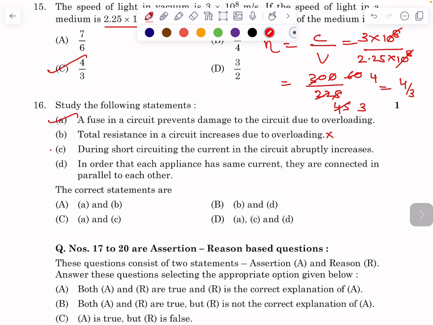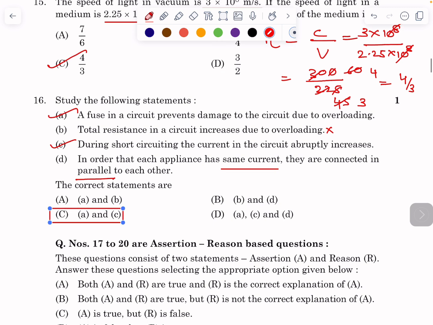During short circuiting, the current in the circuit abruptly increases. So this is also correct. In order that each appliance has the same current in parallel combination, is it correct? No. In parallel connection, voltage is same, but current is different, right? So I equals I1 plus I2 plus I3, but current is not same, voltage is same. So only options A and C are matching.